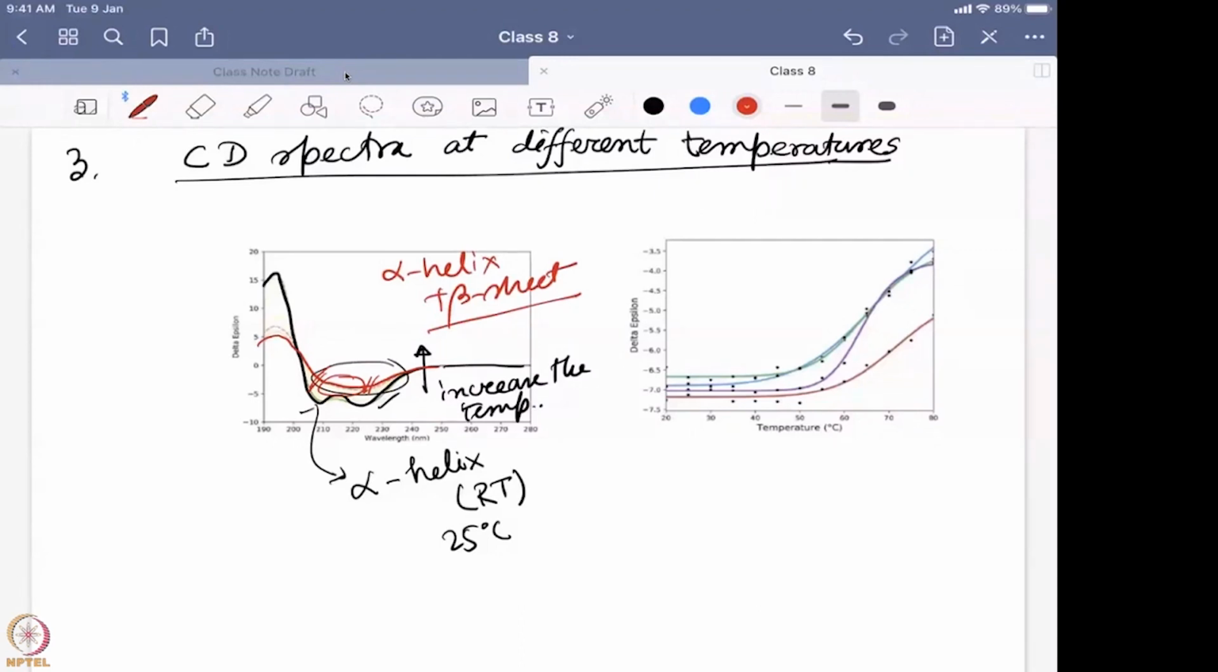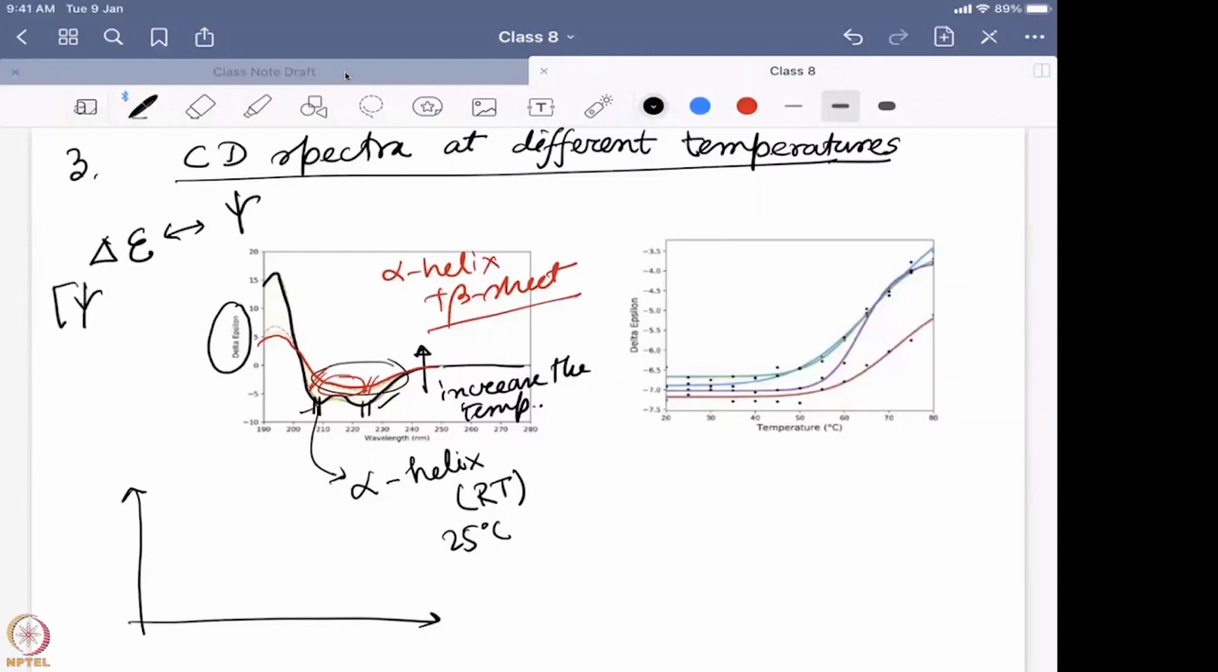Now, what is the effect of it? What changes are happening over here? How can I find that? For these alpha helical positions, 208 or 222 nanometer, I can plot the actual value. Take a look at the unit. It is given as delta epsilon. And we have discussed that this delta epsilon is connected to the phi value, the molar phi value, by this relation.